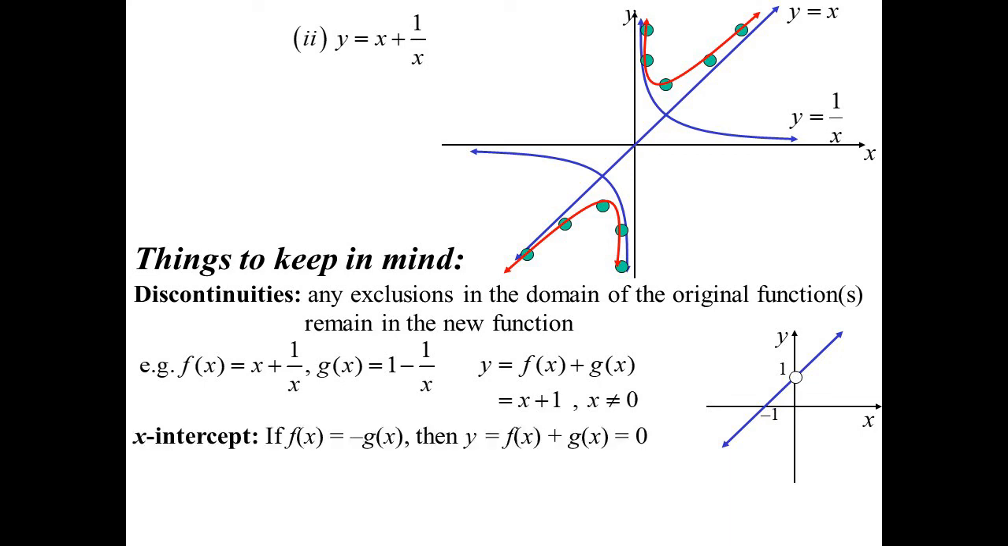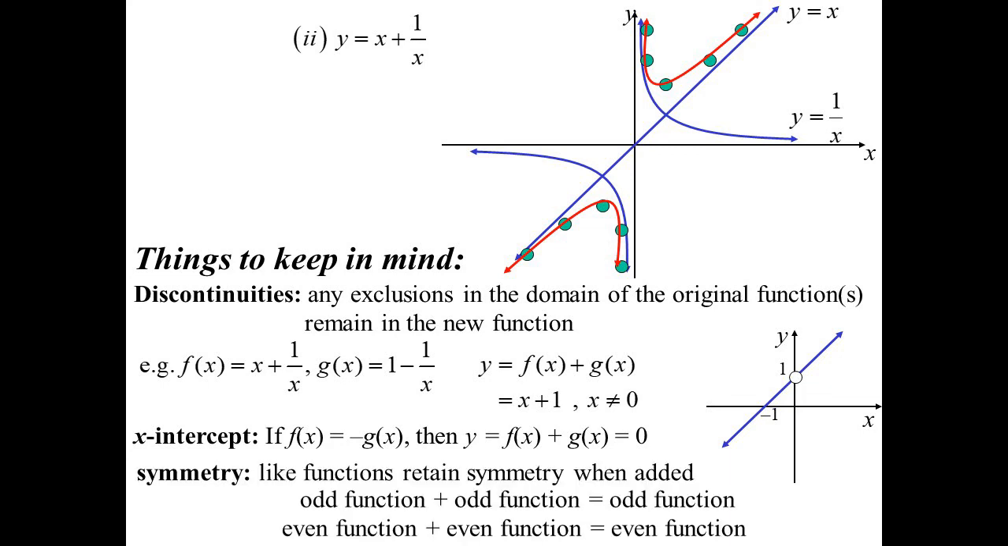That's next with the x-intercept. That's what I was talking about with when the y value is the same above and below the actual distance, then that's when you're going to get your x-intercept. Symmetry. Like functions will retain symmetry. So what do I mean by that?